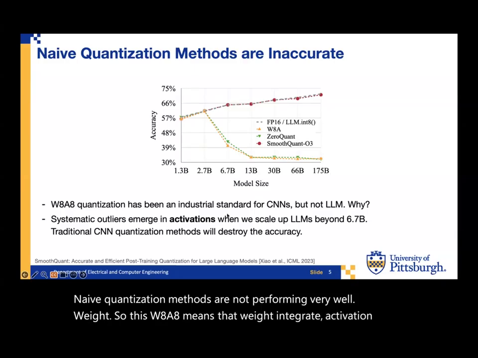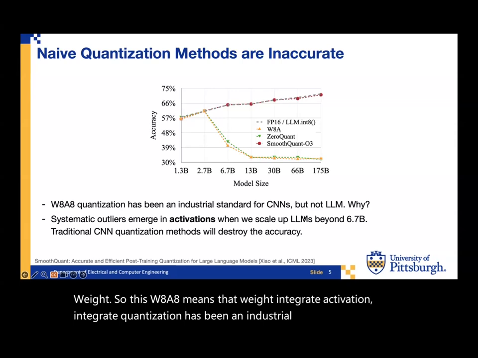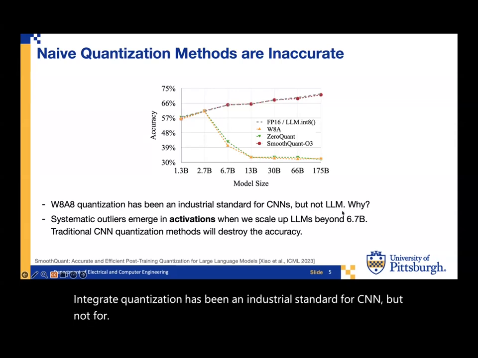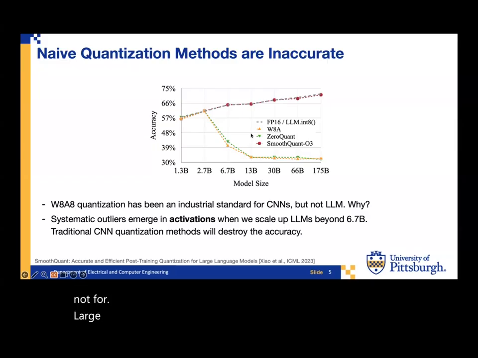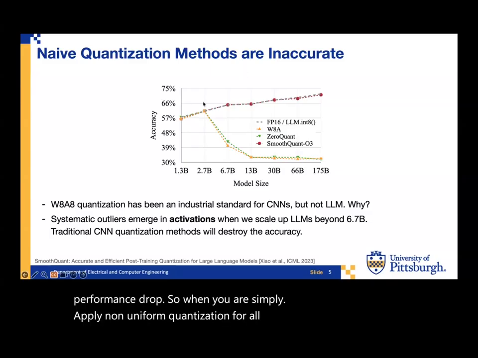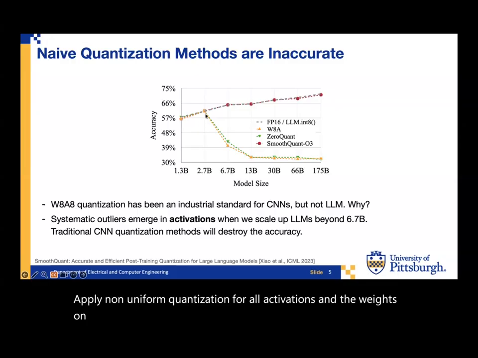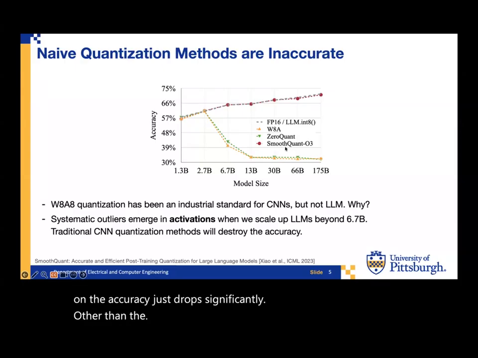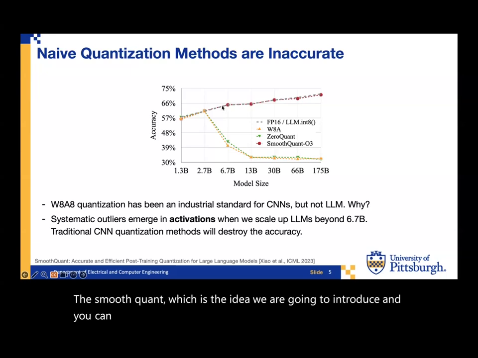Quantization has been an industrial standard for CNNs, but not for large language models. Why? This one shows you the performance drop. When you simply apply non-uniform quantization for all activations and weights, the accuracy just drops significantly. Other than SmoothQuant, which is the idea we are going to introduce, and you can see that SmoothQuant is very close to the baseline.